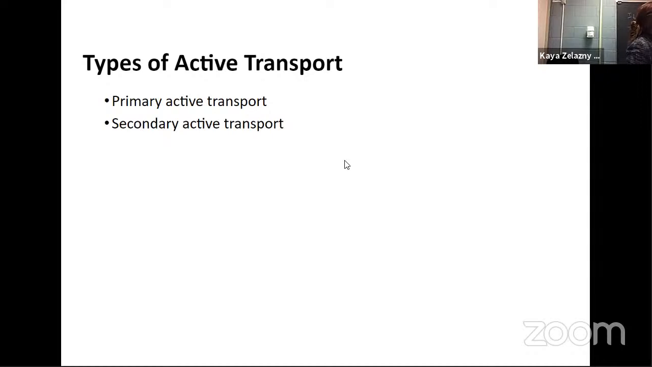When we see active transport where we have that ATPase function, where we see the transporter molecule itself using ATP, that's primary active transport. So that's what we were just looking at, right? Our sodium potassium pump is primary transport.